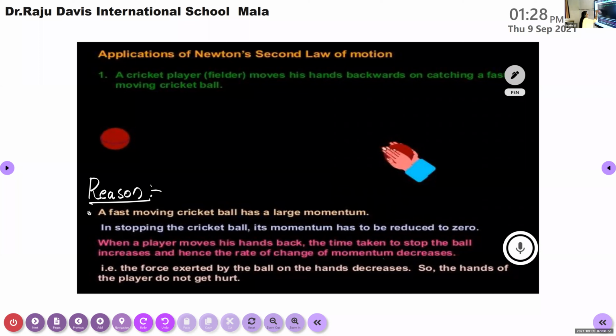So the ball comes with a large momentum. Whenever we pull the hands backwards, the time to catch the ball increases. Whenever it reaches here, the velocity goes on decreasing. As the velocity decreases, the rate of change of momentum of the body also decreases. So we can catch the ball. If the rate of change of momentum decreases, then the force exerted by the ball also decreases. So the player can catch the ball without hurting himself or causing any injuries.